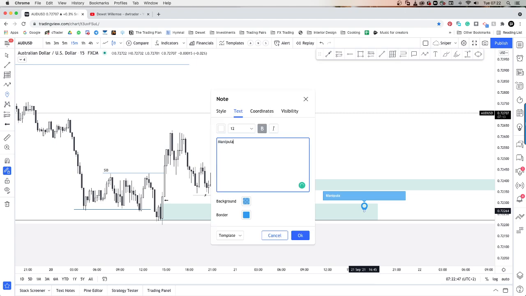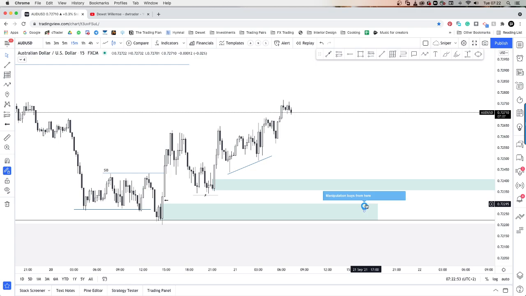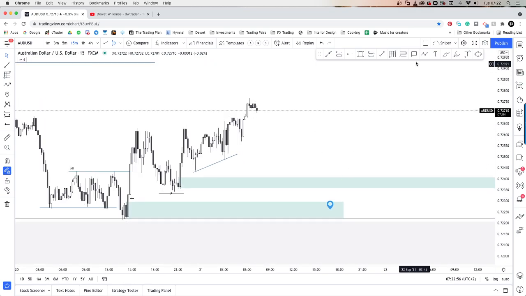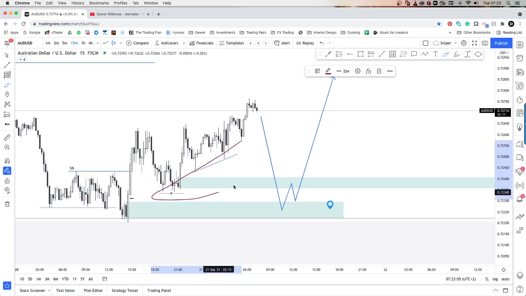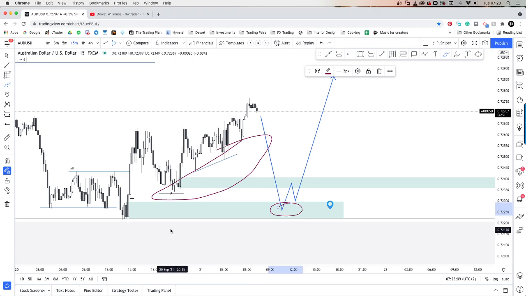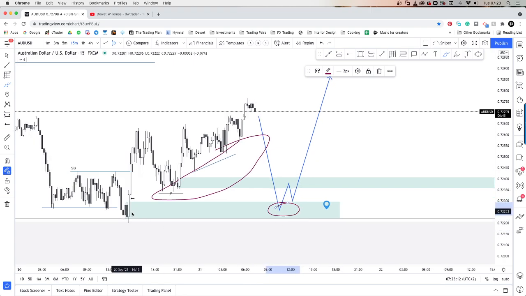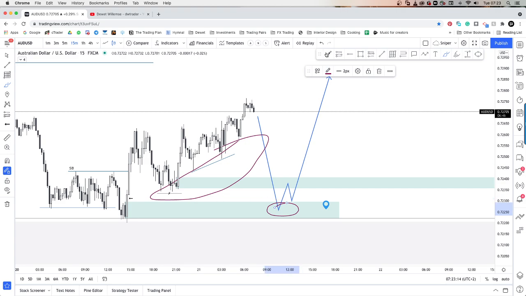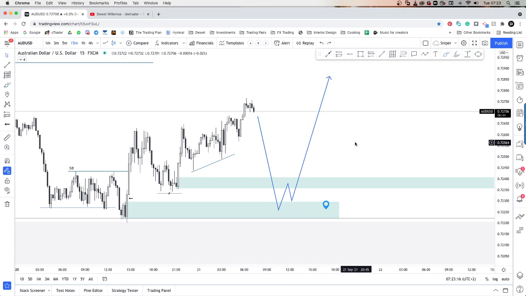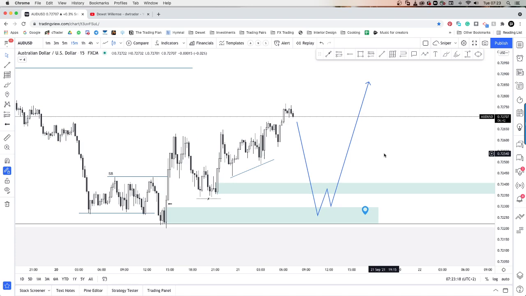Manipulation buys from here. I'm saying manipulation buys because I would be wanting to see price kind of impulsively move in and then move out of it, just because I want to see price liquidate all the liquidity that's resting over here with an impulsive move, grab all the orders, and then react strongly off of this full body candle order block zone in here before going up higher. So that is the general idea for me on Aussie dollar.